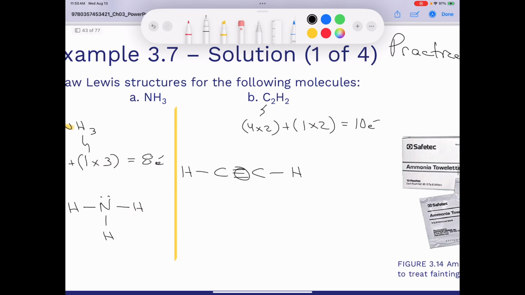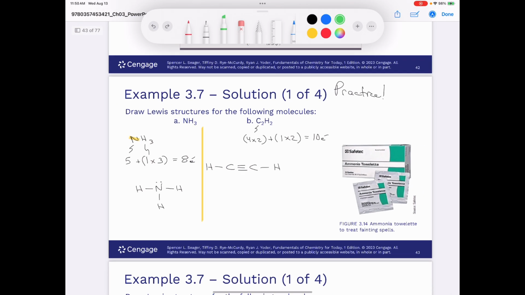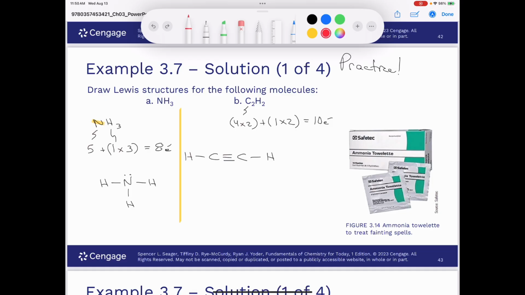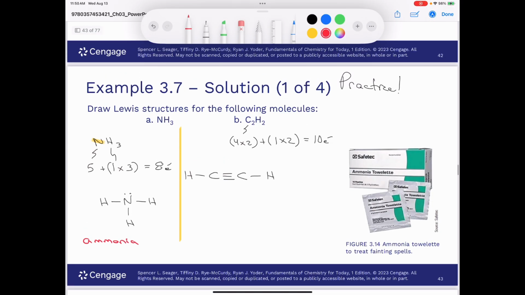Remember, these electrons are shared. Okay, these are shared electrons. So that means this carbon gets the benefit of them, and this carbon gets the benefit of them. So if I just look at this carbon here, for example, it's surrounded by 1, 2, 3, 4, 5, 6, 7, 8 electrons. What about this carbon? It's surrounded by 1, 2, 3, 4, 5, 6, 7, 8 electrons. So both carbons have a complete octet, and there you have it. So this molecule, again, is ammonia, and this molecule here is acetylene.